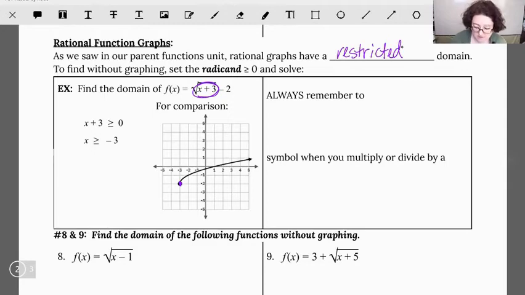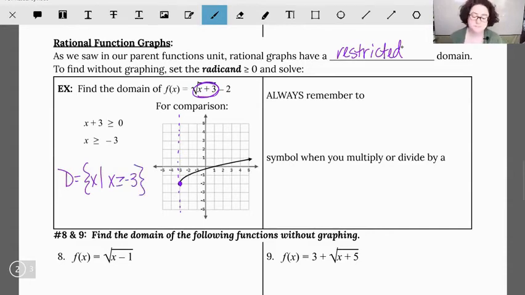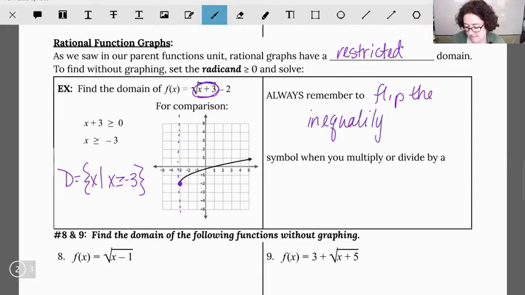And looking at our function on our graph, again, if we look at that -3 x value, we don't have anything to the left of that at all. So that is our restricted domain. Technically, our domain would be all x's such that x is greater than or equal to -3. So keep that in mind. And when you're using this technique to find your domain, don't forget your inequality rules. So you're always going to remember to flip the inequality symbol anytime you might need to multiply or divide by a negative number. And they will happen sometimes.